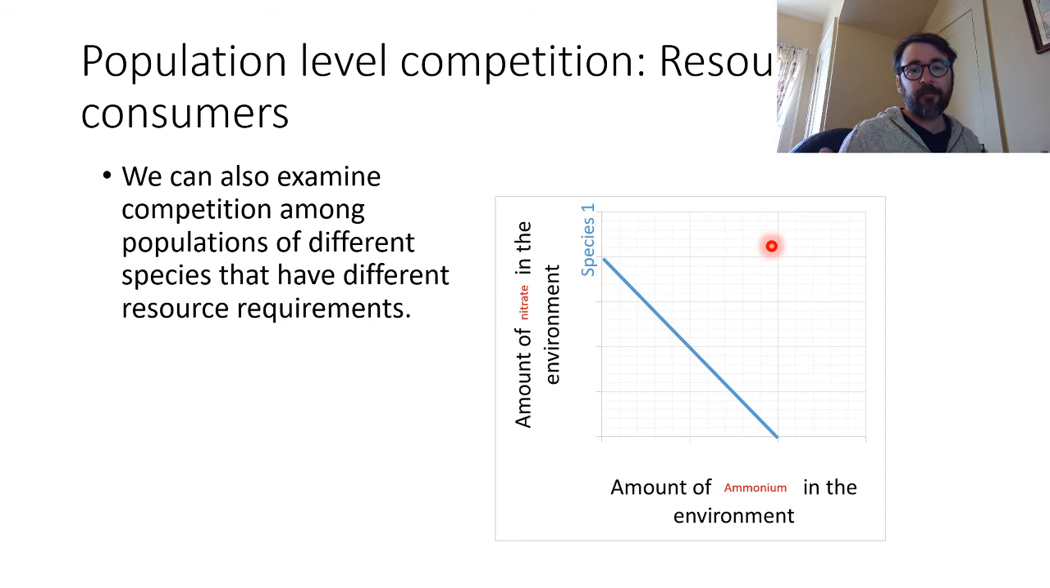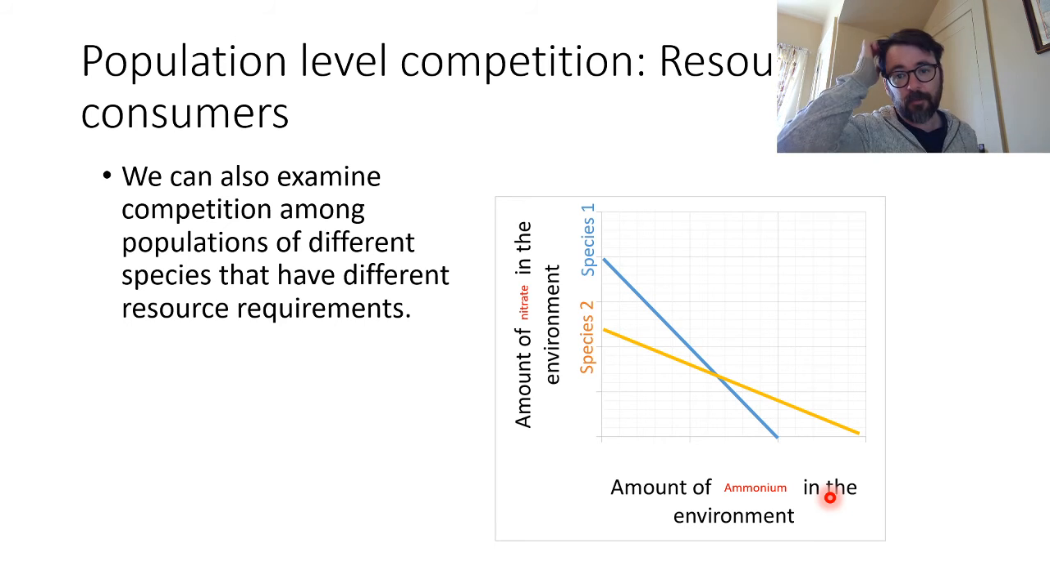And we could do the same thing for substitutable resources, right? So you could imagine that maybe species 1 needs this much nitrate if it's the only thing that you're giving it, and it needs this much ammonium if that's the only form of nitrogen, and any mixture of the two along this line. Maybe species 2 has a slightly different requirement. It maybe needs more ammonium if that's all you're going to give it, but less nitrate if that's all you're going to give it. And we get the same thing as before, right?